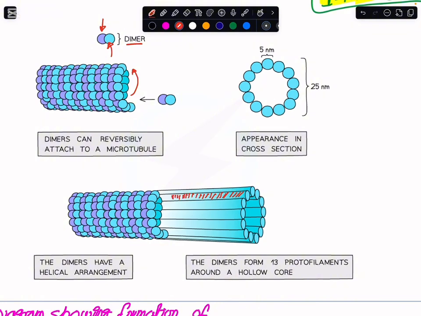And when I combine a total of 13 protofilaments, like if I mark it for you, you see this is 1, 2, 3, 4, 5, 6, 7, 8, 9, 10, 11, 12, and 13. When 13 protofilaments have aligned along one another, they have made this hollow, rigid structure. Now this is one microtubule. So overall, alpha and beta tubulin make a dimer, dimers make a protofilament, and 13 protofilaments make up one microtubule.